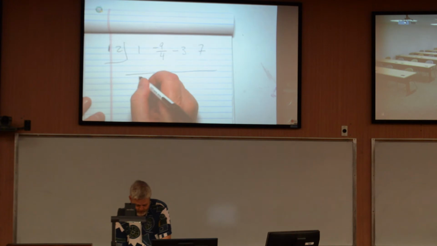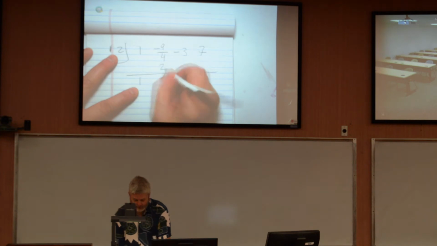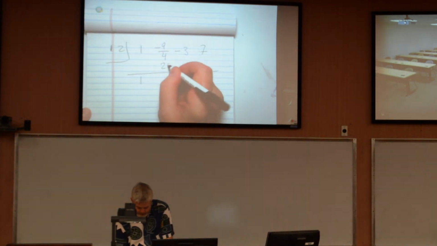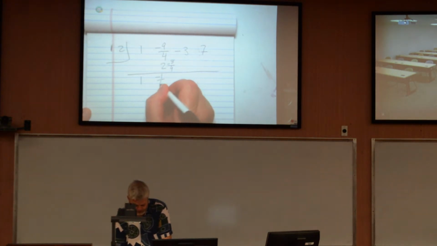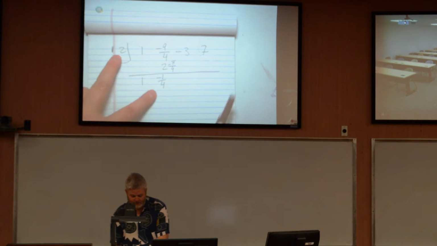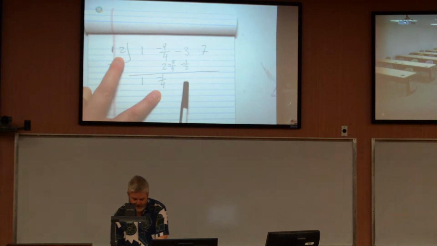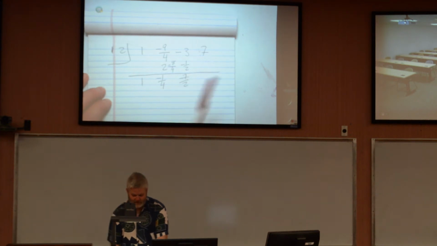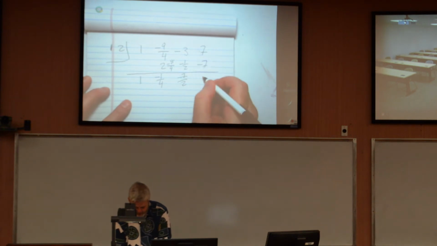So we'll bring down the 1. Here's the process. You bring down the leading coefficient, then you multiply. 2 times 1 is 2. Now what happens when you add 2 and minus 9/4? With a common denominator, 2 is like 8/4, so we get minus 1/4. Now multiply again, you get minus 2/4, which I'll write as minus 1/2. Now if you add that, you'll have minus 3.5, that's minus 7/2 as a fraction. Now if you multiply here, you'll get minus 7. And if you add here, you get 0.